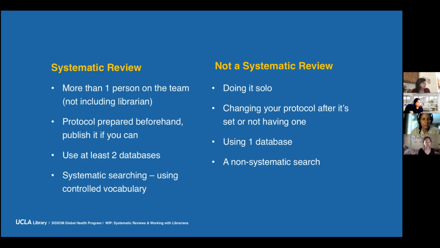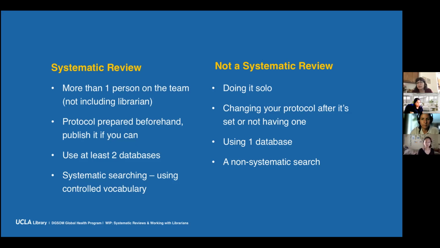The other thing, and I'm going to kind of go from left to right, is that a protocol is prepared beforehand and that you publish it if you can, and I'll show you where you can do that. It's really important that you have a protocol set for what you want to review. Sometimes people will change their inclusion criteria, their exclusion criteria, switch their research question up, and then it's just kind of like you're still trying to figure out what you want to research.